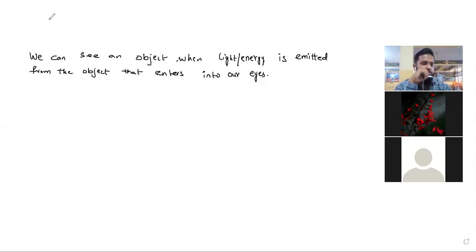Okay. Now let's see the definition of light. We can say light is a form of energy which causes the sensation of vision. Something by which we can see other things, we call that light.